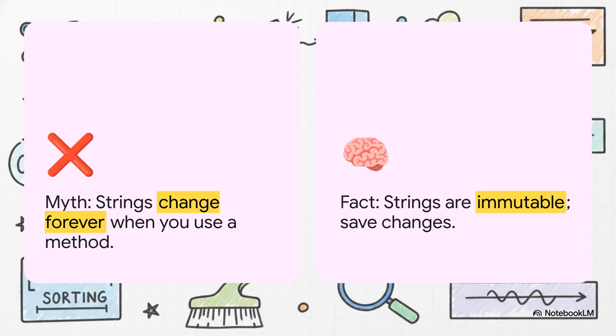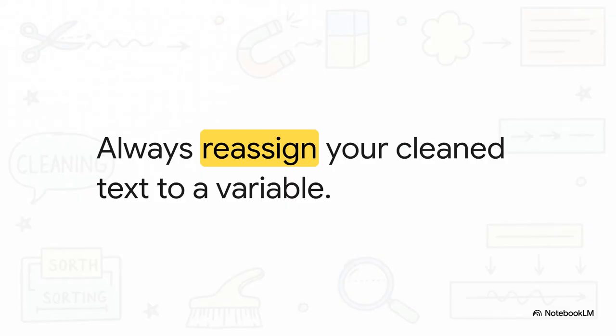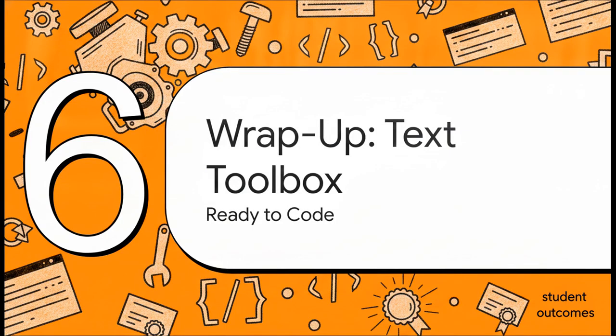If you want to keep that cool new uppercase version, you absolutely have to save those changes to a new variable. I really can't emphasize this enough. You've got to remember to save your work. Using a tool doesn't permanently change the material unless you actually bolt it down. You always need to reassign your clean text to a variable. For example, you'd code something like clean_name = messy_name.strip(). If you forget to save it to that clean_name variable, your freshly washed data just vanishes into thin air. Poof, gone.